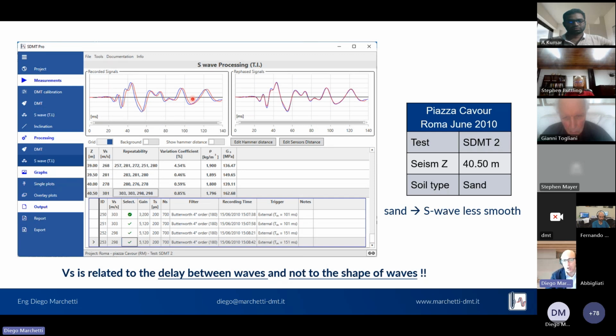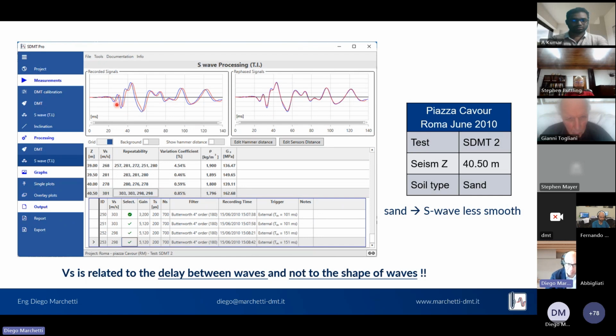In this case, also in the tail, but this is not always true. What you're interested in is that there is an initial silence, your main S wave, and then a tail, and the delay is evaluated in the main part of the wave. Here you see a test at 40.50 meter depth from ground level with evaluations of 303, 303, 298, 298, so less than 1% of variation coefficient.